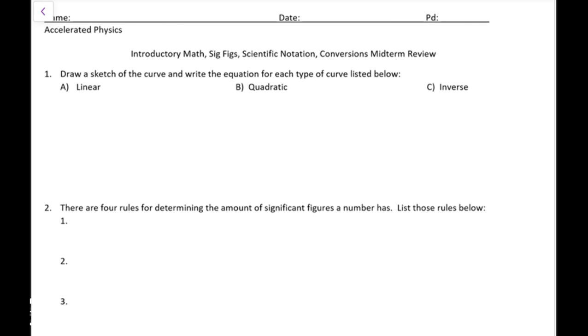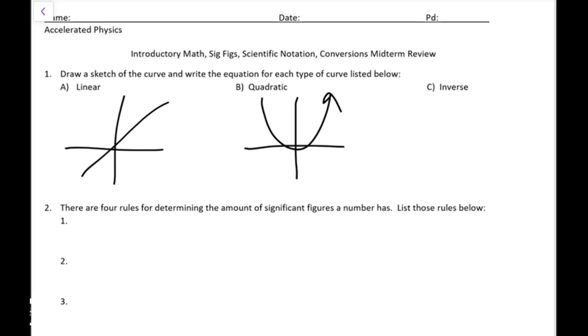And so the linear graph, it's that shape, and y equals mx. The quadratic graph, parabolic, y equals x squared, and the inverse graph, y equals 1 over x. So you should know those shapes, know which one's which, and the significance of those relationships.